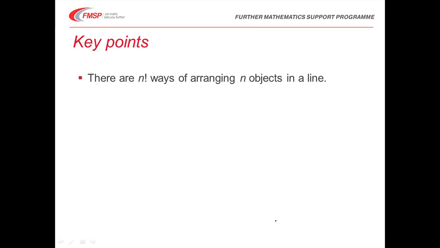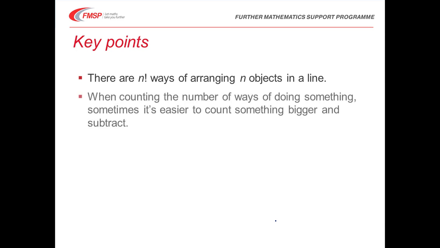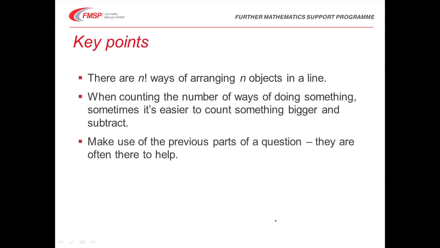So looking at some key points, our factorial notation: there are n factorial ways of arranging n different objects in a line. Do bear in mind that sometimes when counting the number of ways of doing something, it's easier to work out something bigger and subtract, particularly if you've already answered part of that in a previous part of the question. Do think of the question as a whole rather than in separate parts. Never restart a counting exercise without checking that you couldn't do it a quicker way by using some of what you've already done.